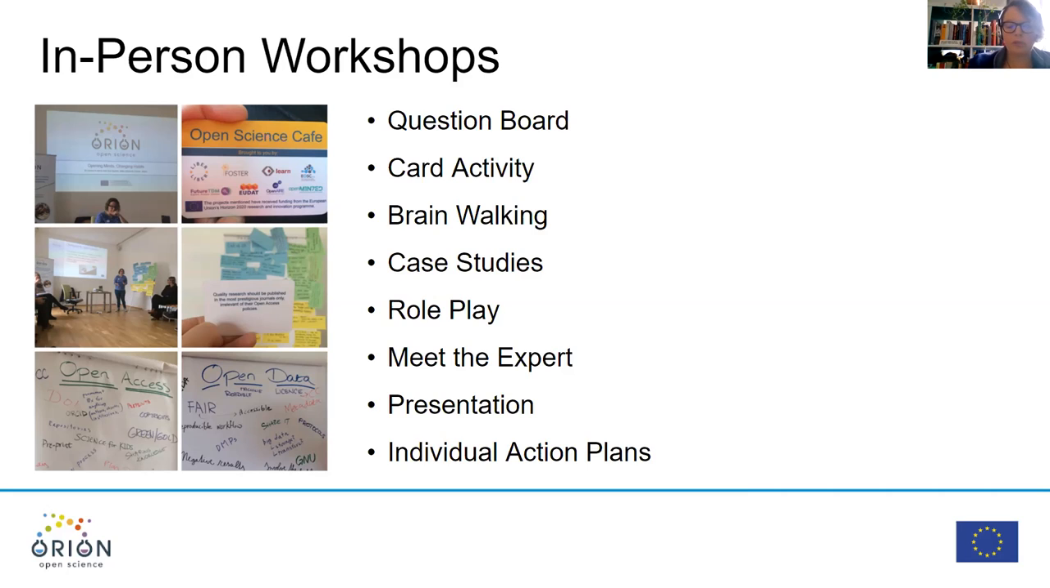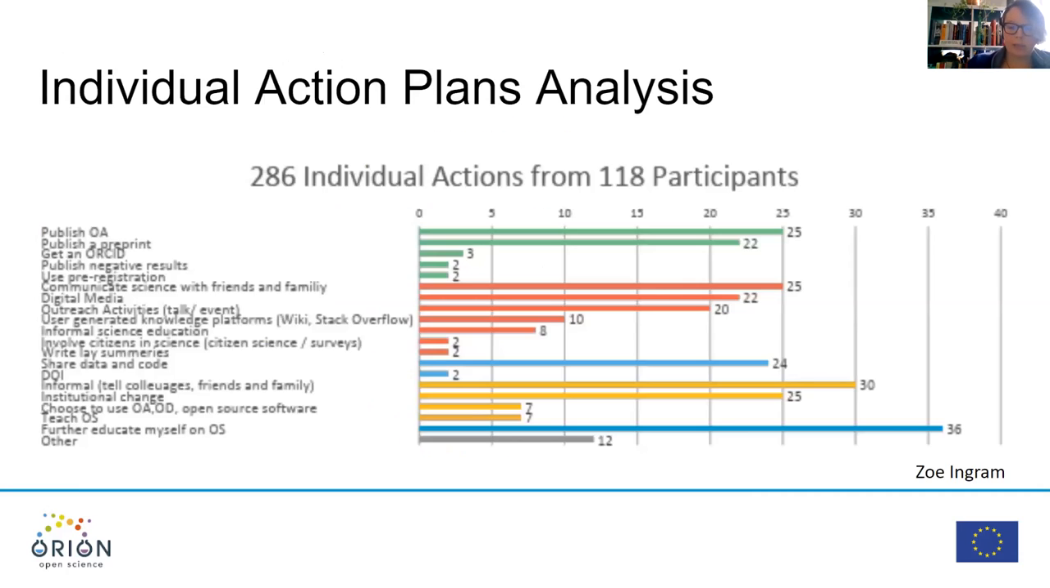And then at the end, we do something called individual action plans, which was basically people wrote what they would do in 1 week, 1 month, and 1 year for open science and RRI. And again, Zoe Ingram did some analysis on this to look at what people were actually saying they would do. And you can see that far and away, the biggest one, almost the last one from the bottom, is further educate myself on open science.